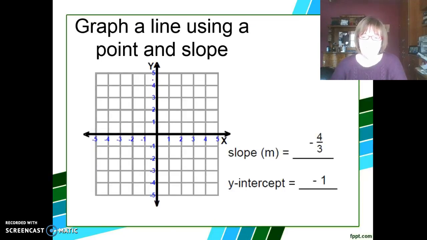Now let's look at one that's got a negative slope. This one also happens to have a negative y-intercept. And here's our y-intercept. It's negative 1. So we're going to look at our y-axis and come down to negative 1. Put it right there. Now my slope says negative 4/3.